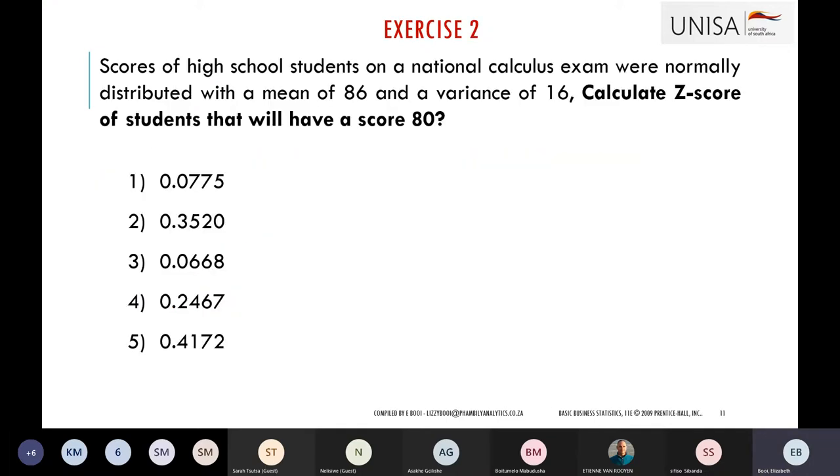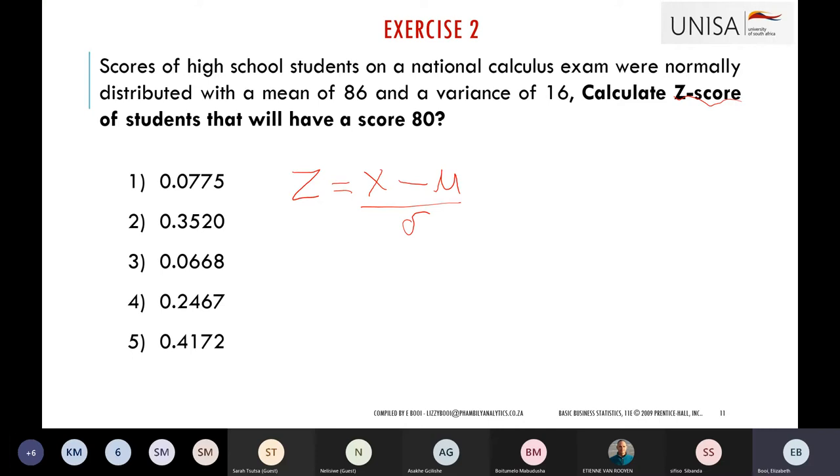The next exercise I want you to do: scores of high school students on a national calculus exam were normally distributed with the mean of 86, the variance of 16. Calculate the score of the students that will have a score of 80. So what they want you to do is to calculate the Z score. I will write the formula for you. Z is equal to X minus the mean divided by the standard deviation.